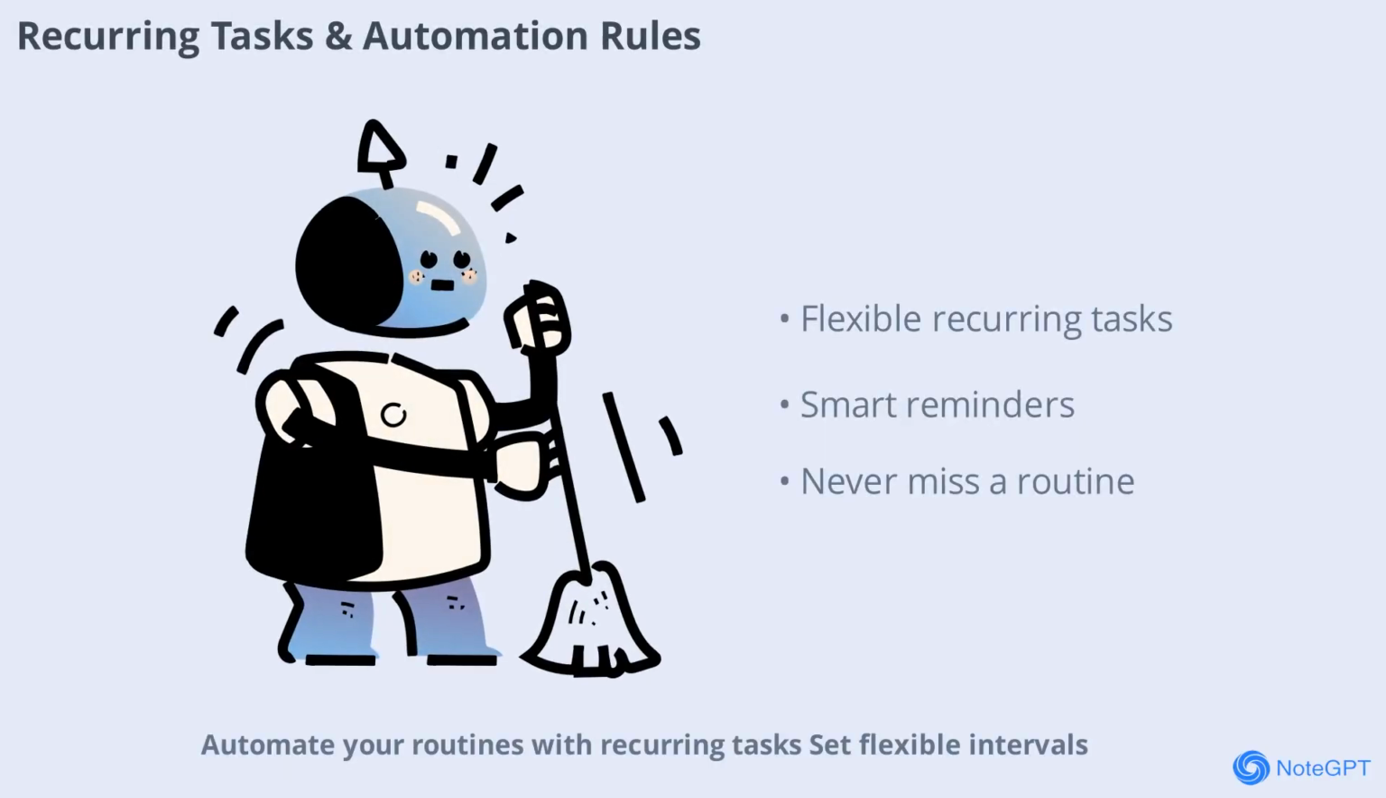Automate your routines with recurring tasks. Set flexible intervals, group by specific days, and add expiration dates for fixed projects. Missed recurring tasks stay visible until resolved, and you can edit single instances without breaking the schedule. Use smart reminders for habits like weekly reviews or monthly reconciliations.